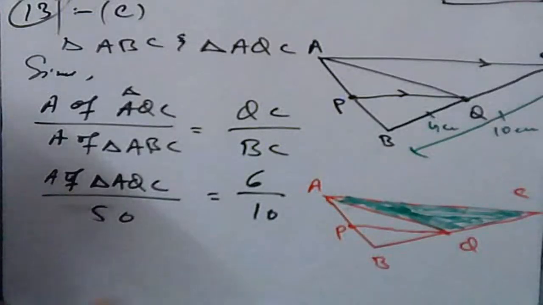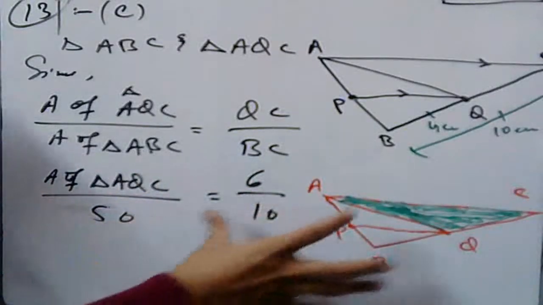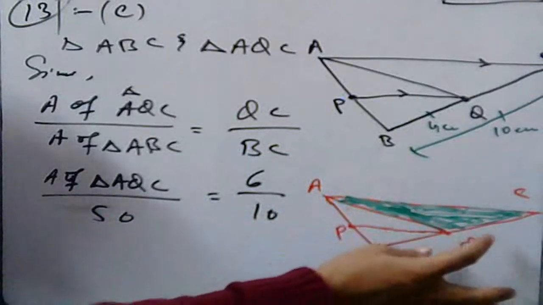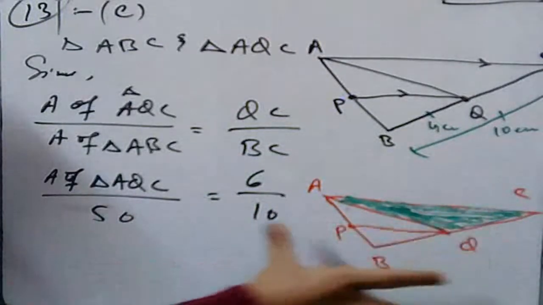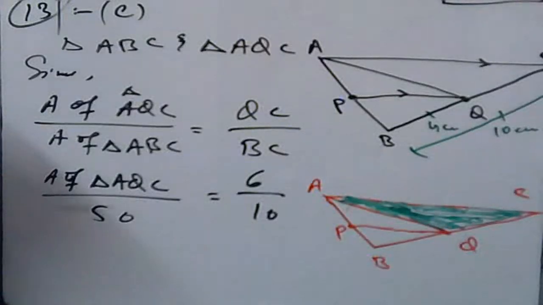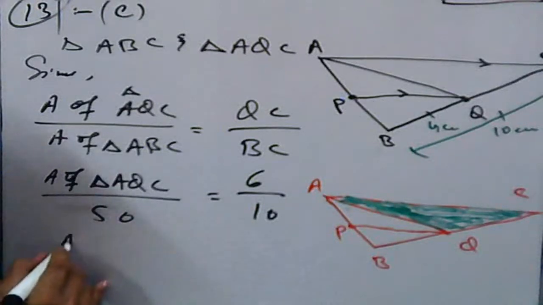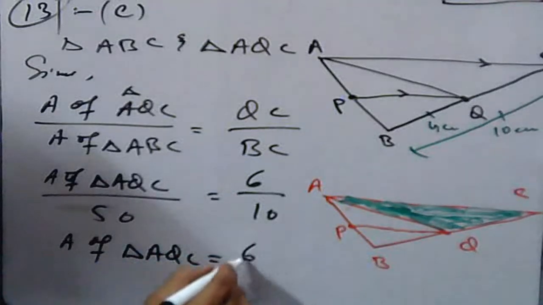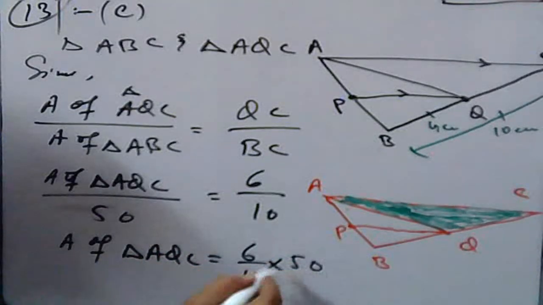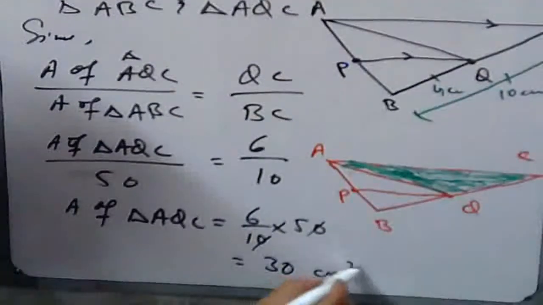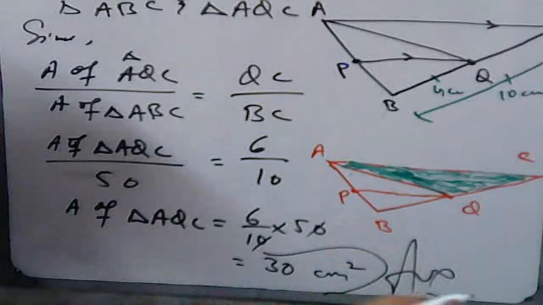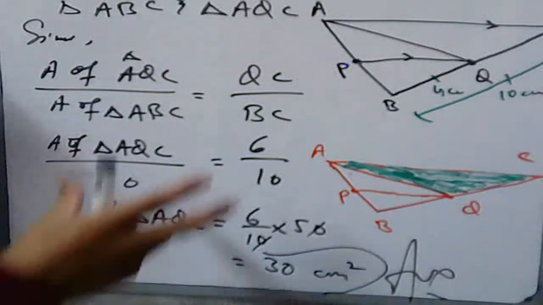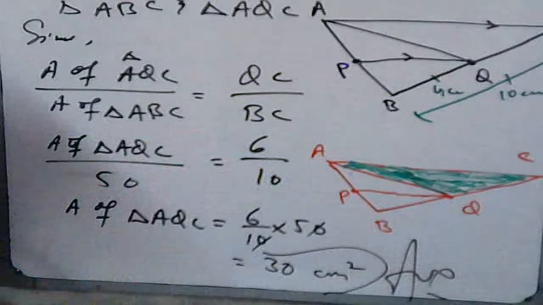What you should do is take the ratios of known to unknown. This is your unknown, this is your known. So for the bigger triangle, after putting the values and using cross multiplication, the area of triangle AQC is equal to 6 by 10 multiplied by 50. The 0 will be cancelled, so 6 fives are 30. So 30 centimeter square is your required result. I have shown the similar triangles here clearly.